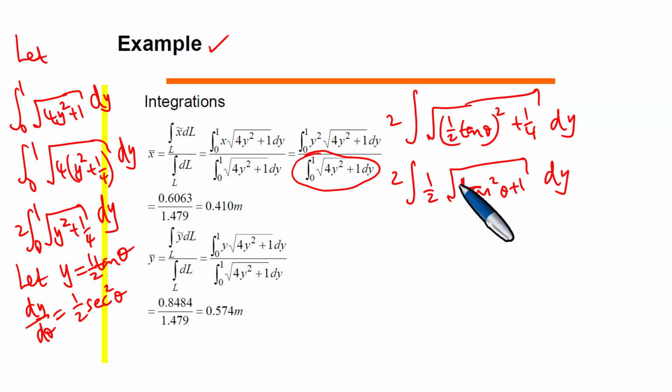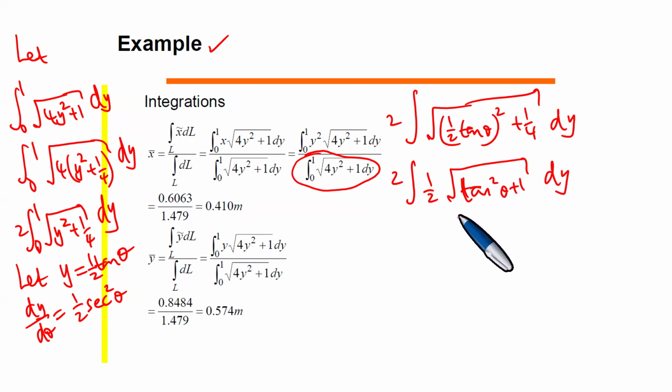Okay, now dealing with only this one, 0 to 1 with the 4y squared plus 1 dy. So we have the y squared plus 1/4, but now the y is 1/2 tan theta. The derivative of the tan theta is the secant squared, and there's 1/2 there. And in the place of the y, you put 1/2 tan theta, and then you square it, there's 1/4.